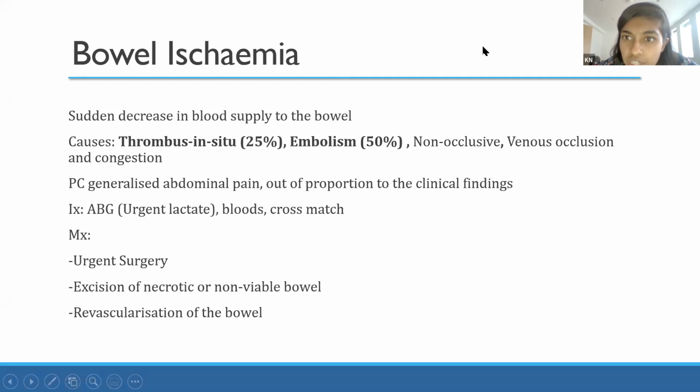Sorry, I've got two questions here. It says, how competitive is Guy's and St. Thomas's for FY? I mean, I got in, so not very competitive. The cutoff in my year for South Thames was 82, and it's a big hospital, so there's lots of jobs. So if you're in South Thames, you have a decent chance of getting a Guy's or a King's job, to be fair.